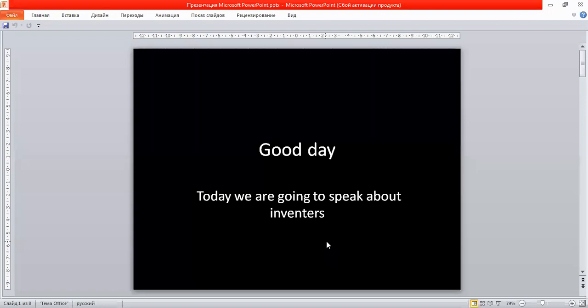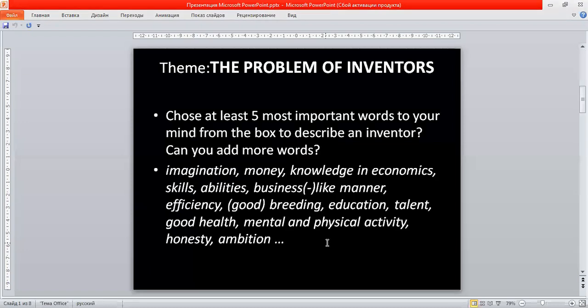Good day. Today we are going to speak about inventors. The theme of the lesson, the problem of inventors. Now, before reading the text, choose at least 5 most important words to your mind from the box to describe an inventor. Can you add more words?